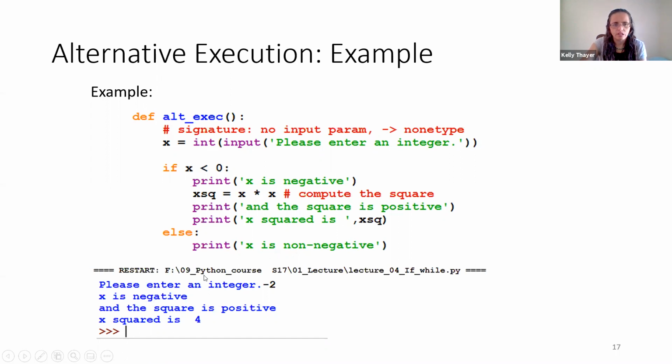So here's an example of its execution. Please enter an integer, and the person enters -2. So it reports x is negative and the square is positive, x squared is 4. And this is because it's going through this branch one line at a time. Notice that this statement never executes, and we don't get that output because first of all, it's not true. And second of all, the else screened it out. So this, in fact, is never even run.